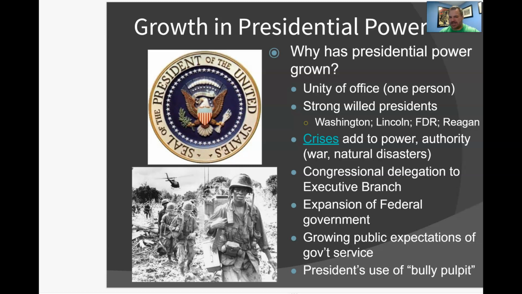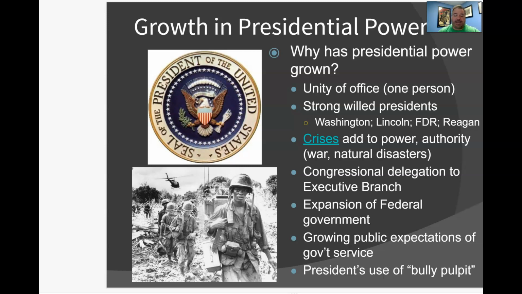The simple expansion of the federal government is itself a growth in presidential power. Look, a national government that has 100,000 people working for it has much less reach than one with 2.6 million people working for it. And so as the national government expands, the president, as the chief executive of the executive branch, is going to enjoy more reach, power, and authority.